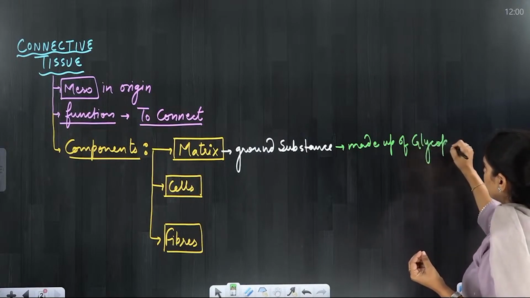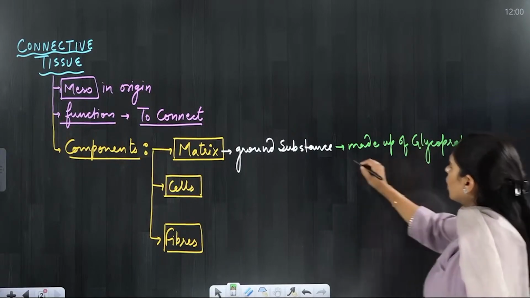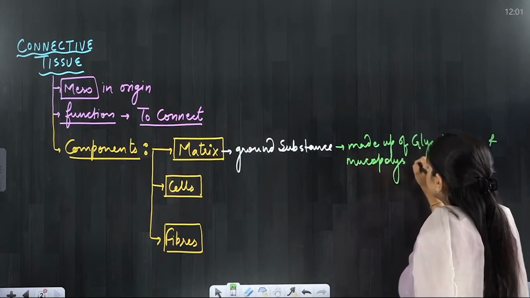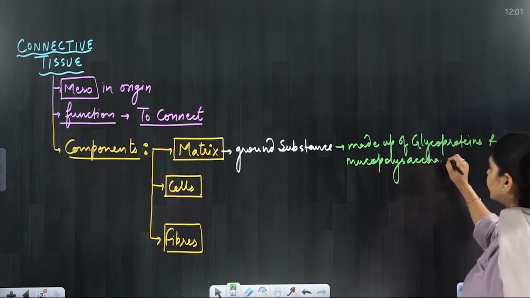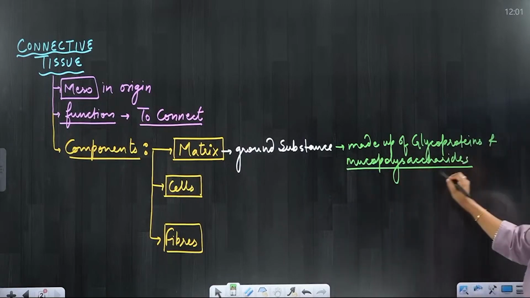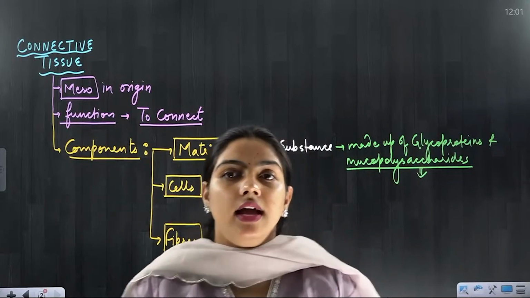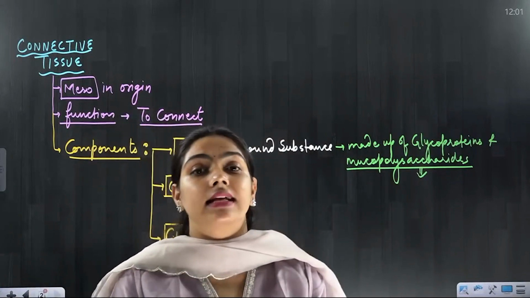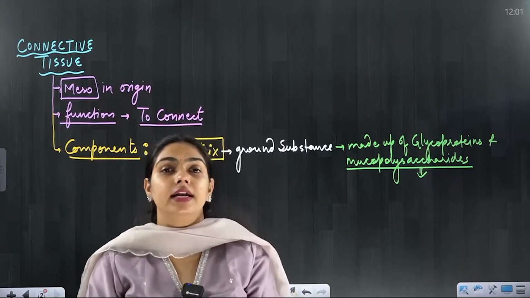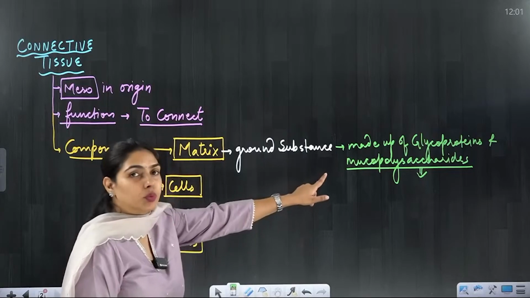glycoproteins and mucopolysaccharides. These are those polysaccharides, beta, which are mucilaginous, mucopolysaccharides. I will tell you the name of one mucopolysaccharide, that is hyaluronic acid. Hyaluronic acid is the most abundant mucopolysaccharide in the matrix of connective tissue.